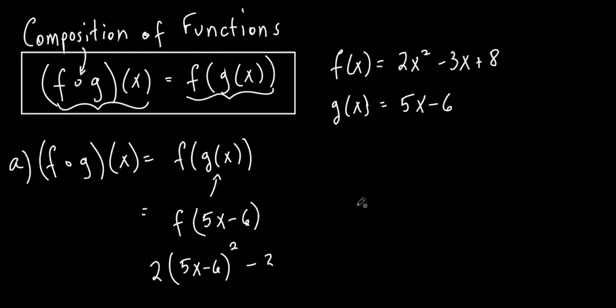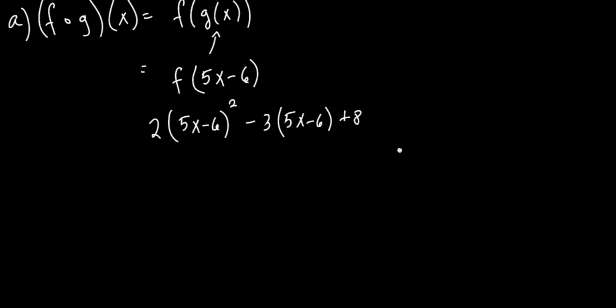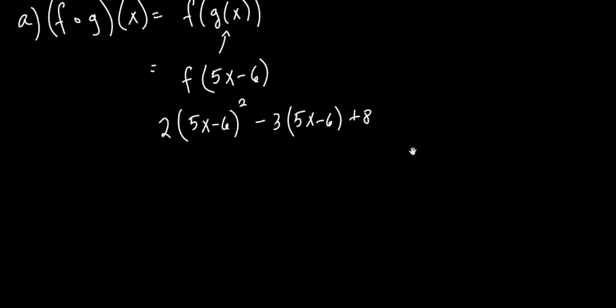So 3 times, whoops. It's not 3 times x. What is it? 3 times 5x minus 6, and then plus 8. So what we're trying to do is just figure this out. Really, we've accomplished what we wanted to learn today as far as the composition. How does it work? What do you plug in? What do you do? We did it.